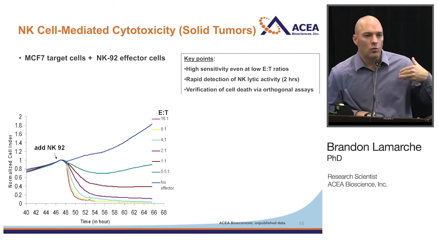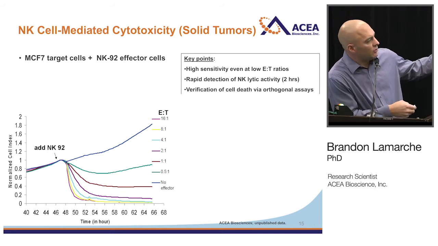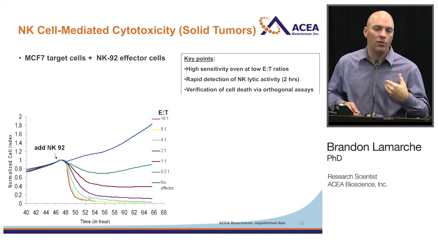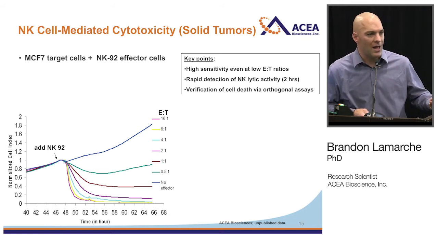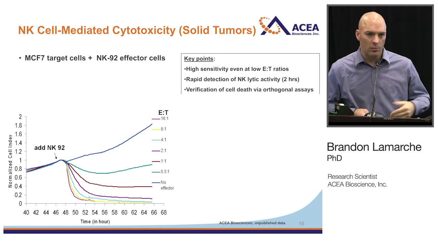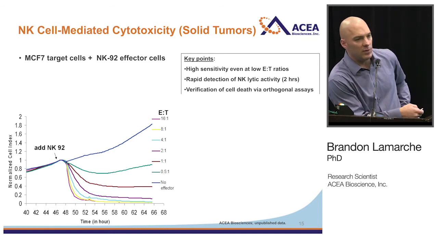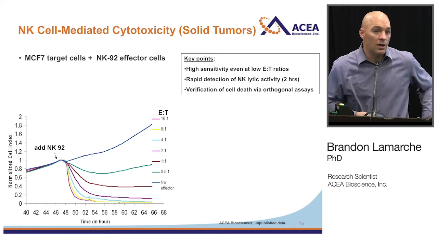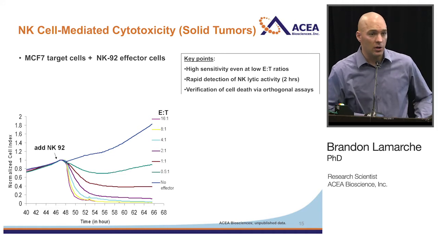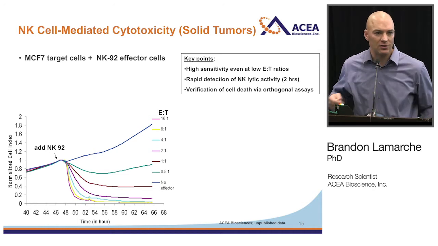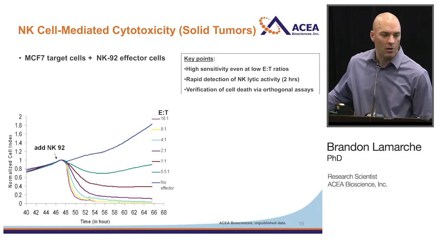And so a good question would be, well, how do you know, okay, we see a change in impedance, how do you know that's actually cell killing? Well, it's a very simple thing to go ahead and do an orthogonal assay. Whether you want to do a Western blot or immunofluorescence or what have you, you can verify that this drop in impedance signal is in fact apoptosis and killing of the target cells. Again, the technology doesn't ruin the cells in the process, so it's very easy to use an orthogonal approach.